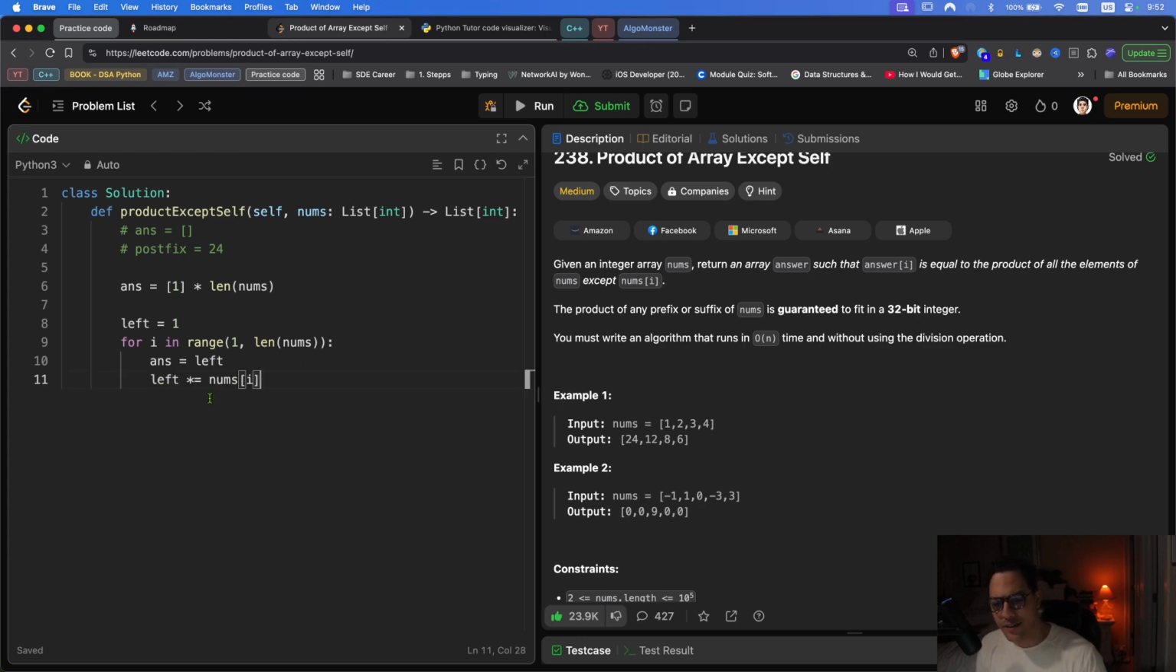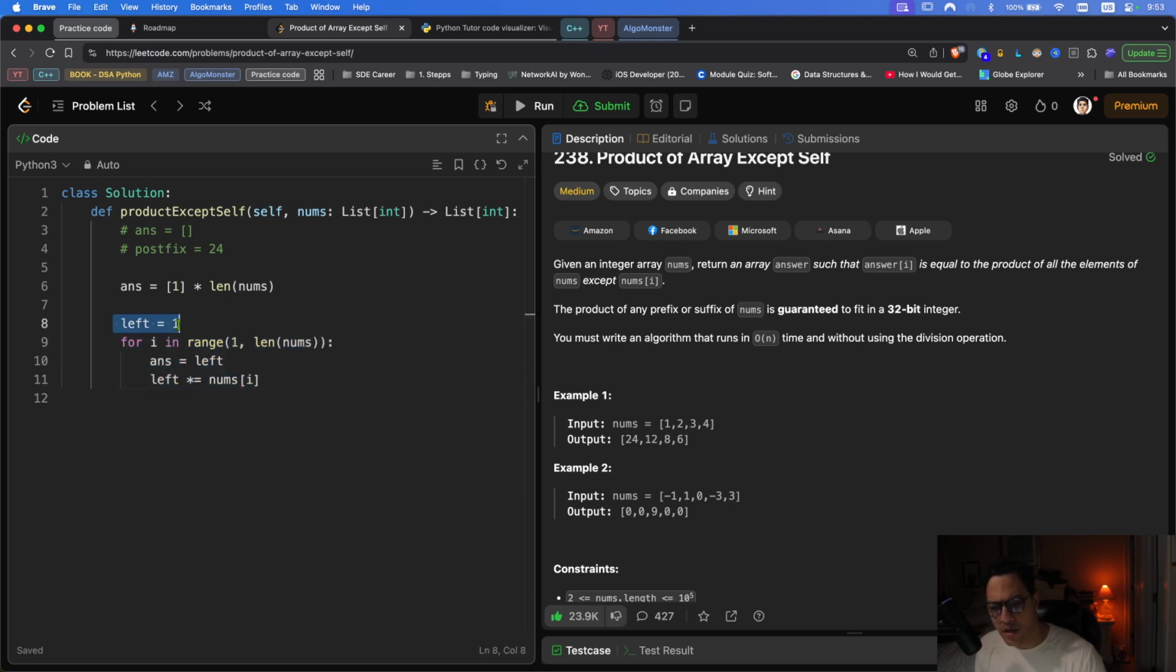We multiply left by the nums at I, at that particular index, okay? What we're basically saying here is multiply this number right here by the number at that index in our loop. For instance, we're going to start at index 1, so we're going to start here. We're going to multiply 2 times 1, and that is going to be equal to the second item in our list, okay? So you kind of see the gist here of where we're going. And that's pretty much it for the left side of the product, okay?